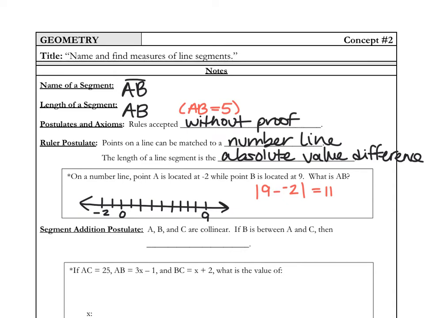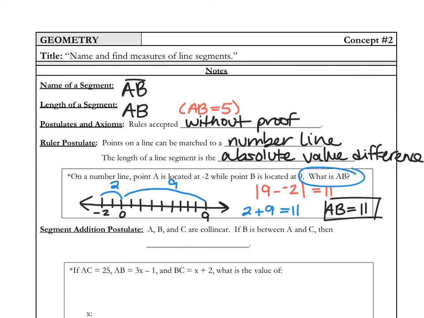So the distance from -2 to 0 is 2, and then the distance from 0 to 9 is 9. If you add that up, you get 2 plus 9 equals 11. So when you go to tell me what is AB, you need to say that AB with no bar equals 11. You could also just count, right? Just sometimes you don't have a number line. 1, 2, 3, 4, 5, 6, 7, 8, 9, 10, 11.